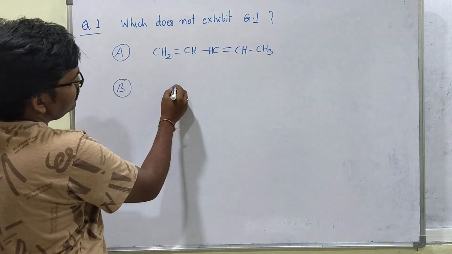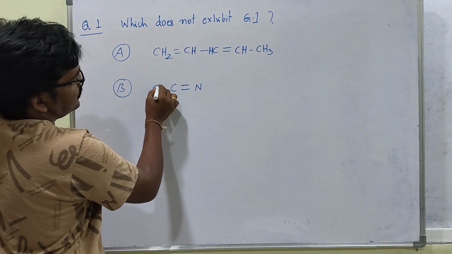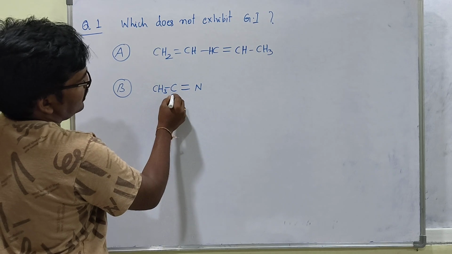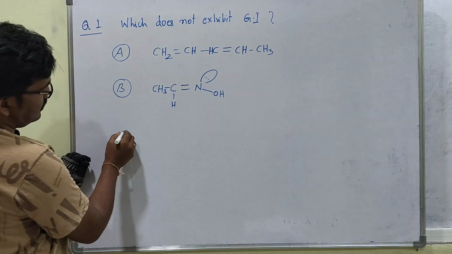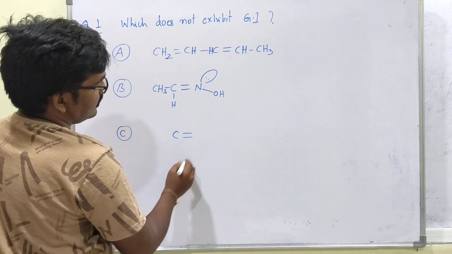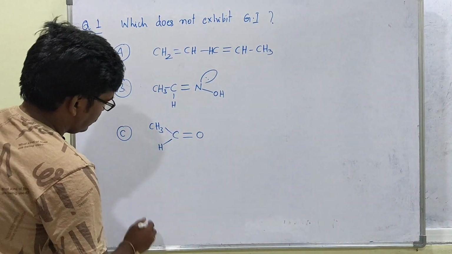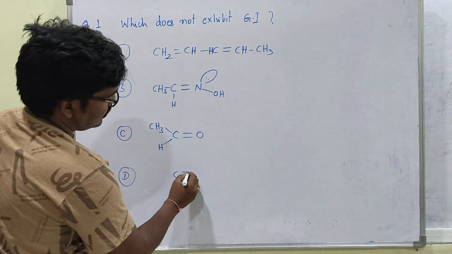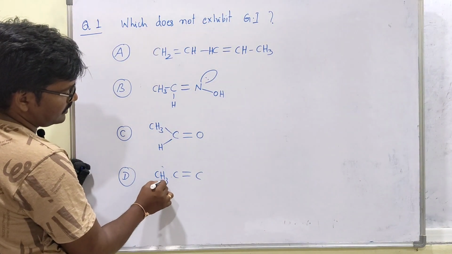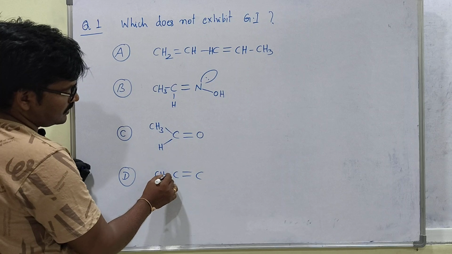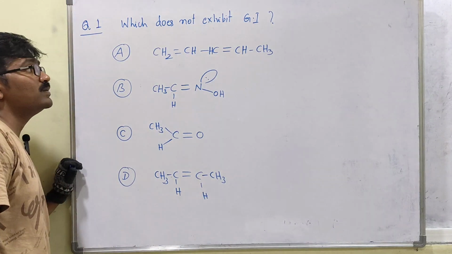Then B, C double bond N, CH3, bond H, then lone pair of electrons, OH will be there. Then C, C double bond O, then H, CH3 is there. Then D, C double bond C, CH3 bond H, then CH3 bond H like this. Which does not exhibit the geometrical isomerism?